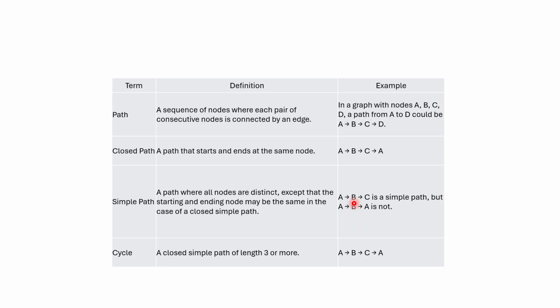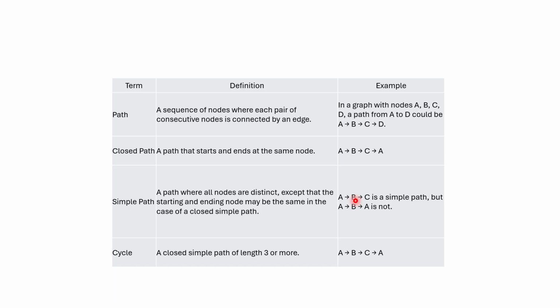So now here A, B, C is a simple path where all the nodes are distinct. It doesn't need to cover all the nodes. Even A to B is a simple path. Even B to C is a simple path. But ABA is not. It's cyclic, a closed path. So wherever we have a simple path, it doesn't need to cover all the vertices, or every vertex to have two neighbors, nothing like that.